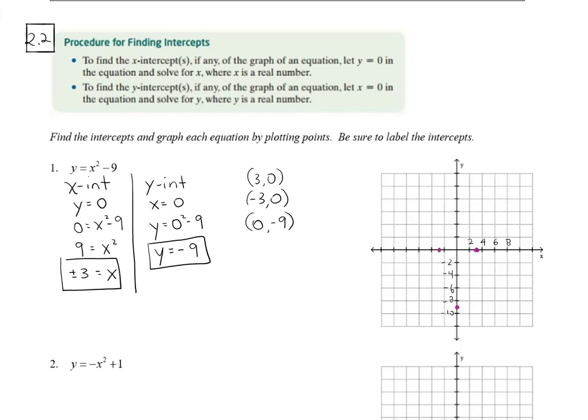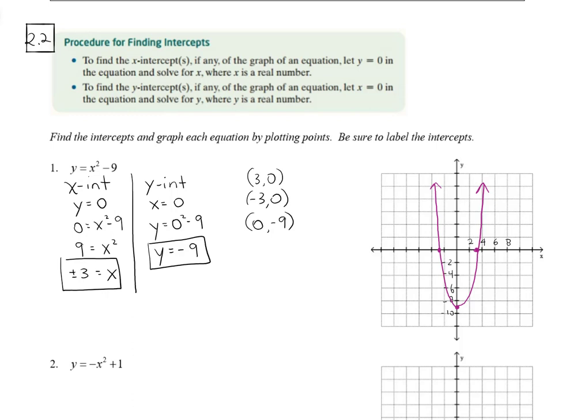And I know what shape it is. It's a parabola because it is an x squared. And so I'm just going to go ahead and connect the dots. And you're going to want to put arrows on each side of the line to show that it continues on towards infinity. And there we go. We graphed it using the intercepts.